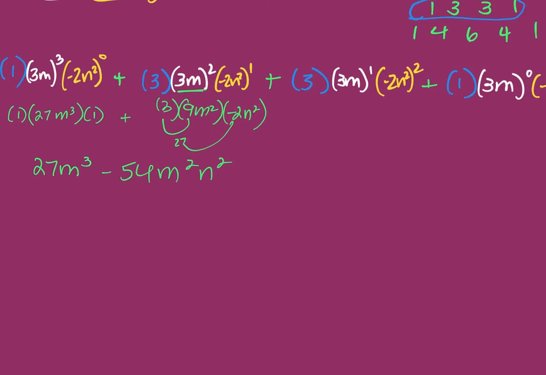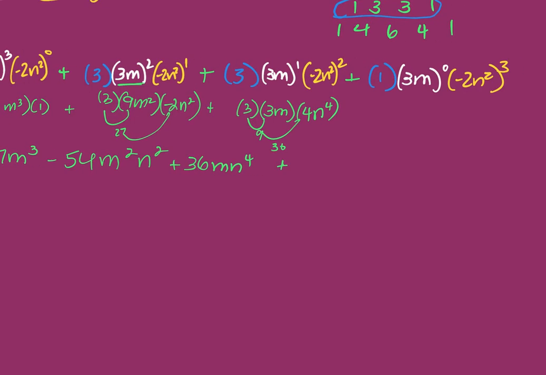Then I go to the next one, so it's a plus. The 3, nothing changes. The 3m to the first, nothing changes. But the negative 2 squared becomes 4, and then the n squared is n to the fourth. So 3 times 3 is 9, times 4 is 36. So plus 36mn to the fourth.